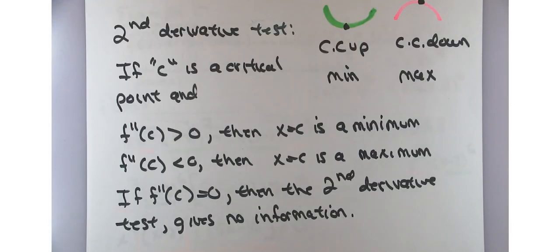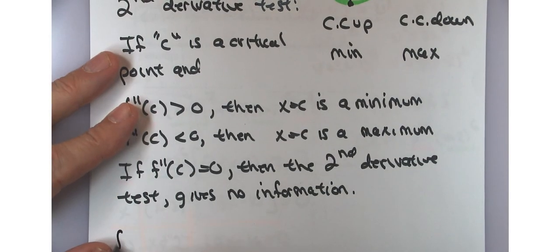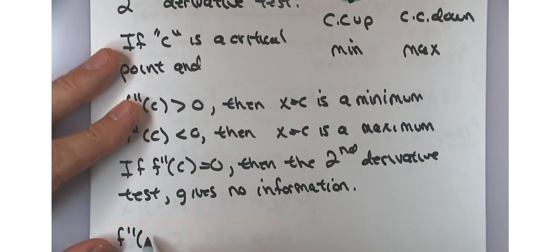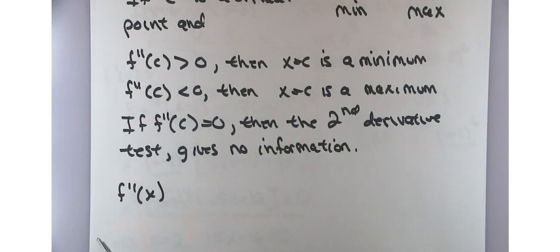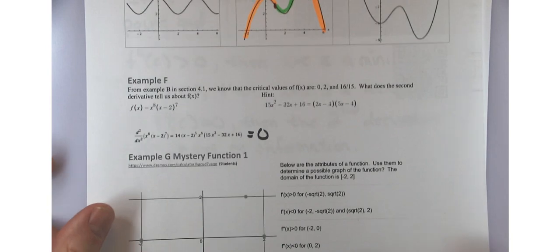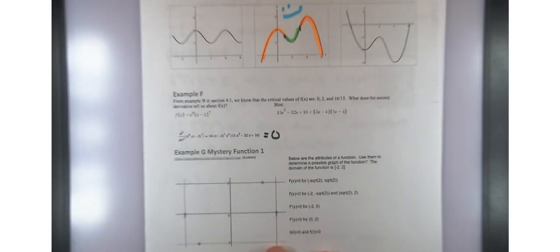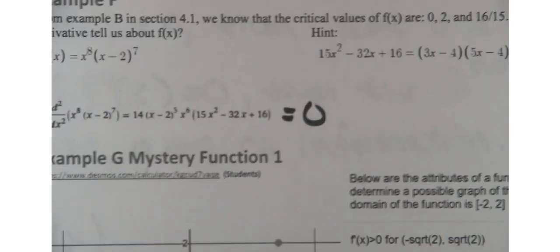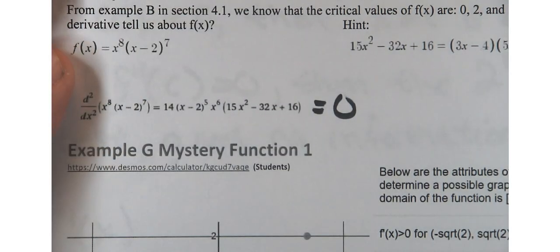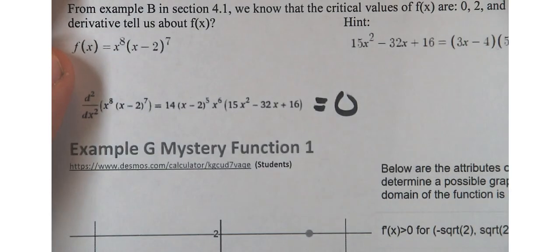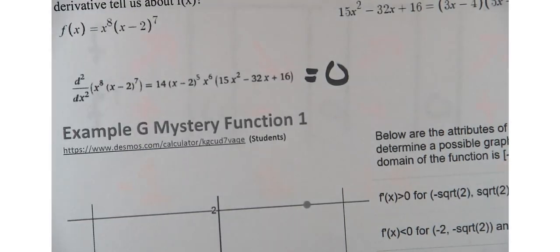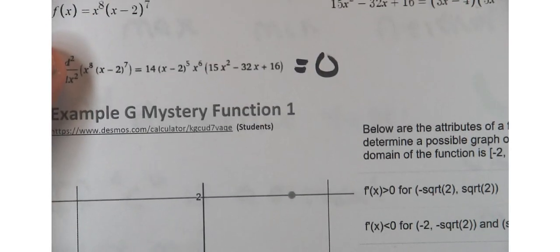Let's take a look at the second derivative here. For us, that's given: f double prime of x. And let me zoom in on it for a second. It's 14 times (x minus 2) to the 5th times x to the 6th times this ugly looking quadratic. So you can see why I gave that to you. Getting that through some algebra and some calculus would be kind of a grind.